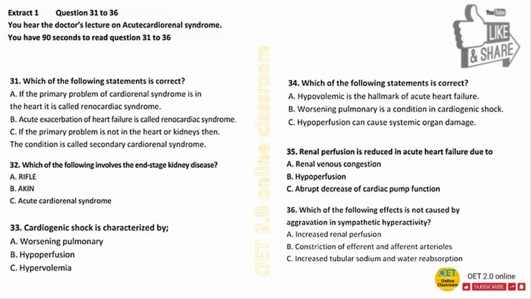Hence, we suggest that renal injury due to cardiogenic shock should not be included in its definition. So, discussion of acute cardiorenal syndrome is limited to renal injury caused by acute heart failure. Multiple mechanisms have been implicated in the pathophysiology of cardiorenal syndrome. Sympathetic hyperactivity is a compensatory mechanism in heart failure and may be aggravated in case cardiac output is further decreased. Its effects include constriction of afferent and efferent arterioles, causing decreased renal perfusion and increased tubular sodium and water reabsorption.